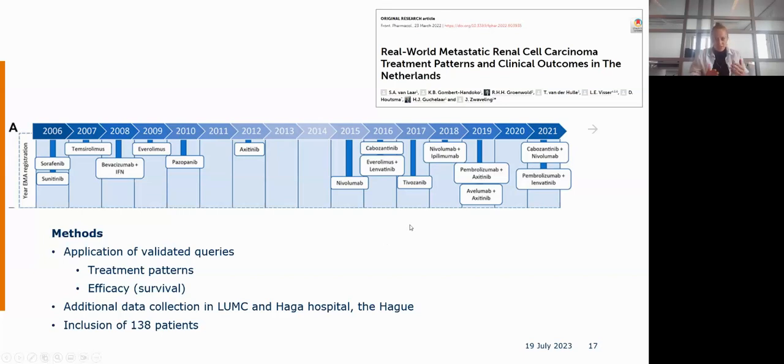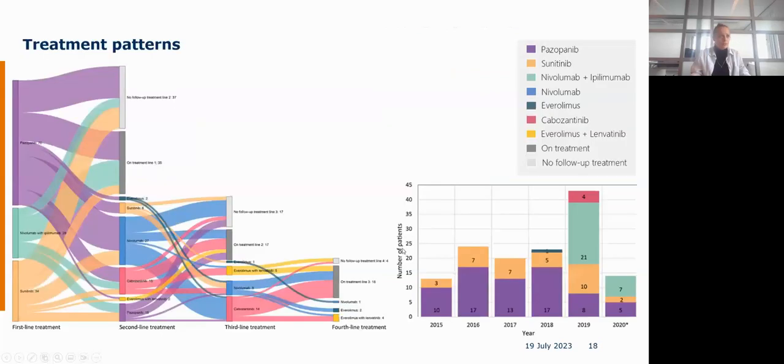And you can imagine, if you are a physician, you need to explain to your patients what treatment you're going to give, and why. You also need to make a choice, and that might be very difficult if you have the luxury of so many treatments in comparison to before 2006. What we did, we used these validated queries to investigate treatment patterns and also the efficacy, not only in our hospital, but we also exported the queries to another hospital in The Hague close to us. And with this, we could include 138 patients.